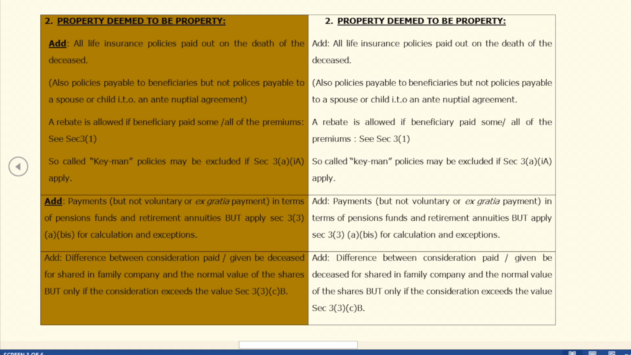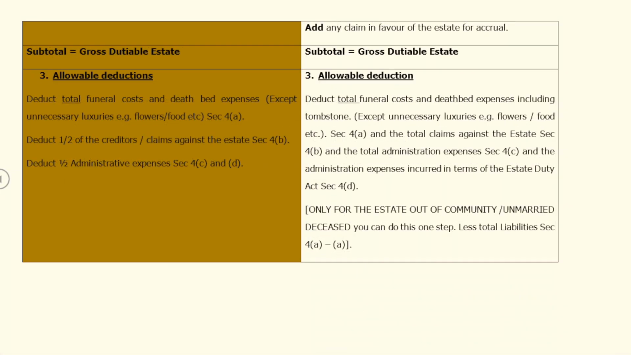Now, on column B, as you will see, you will then add any claim in favor of the estate for accrual. So if the deceased had a claim against the surviving spouse, you will add that as property deemed to be property. You will add that as a claim in favor of the estate for accrual. Then you will have a subtotal of gross dutiable estate, and then now you will come to heading number 3 for allowable deductions.